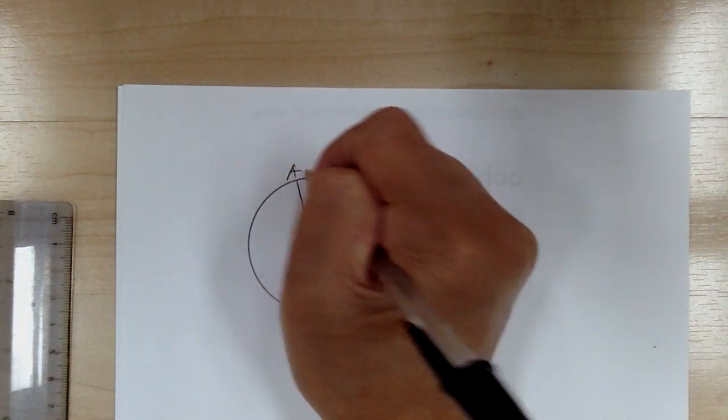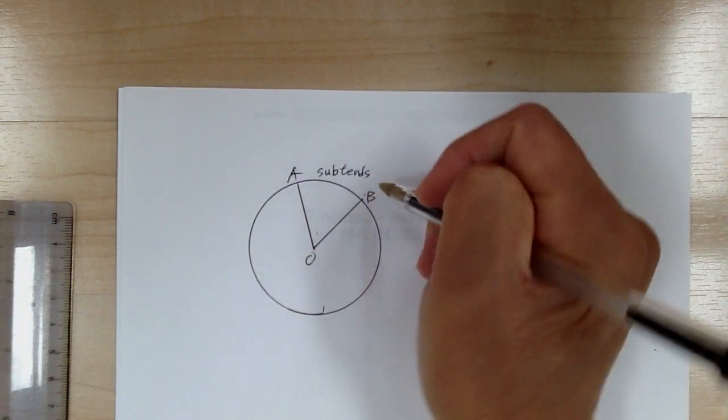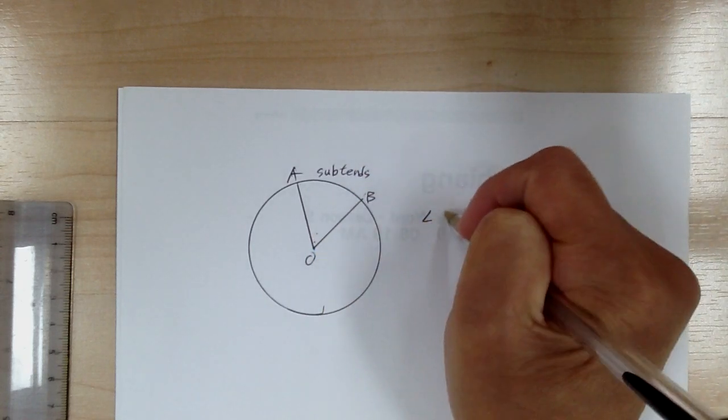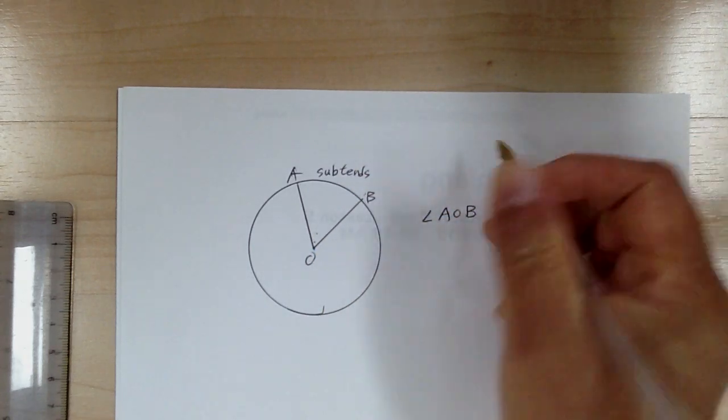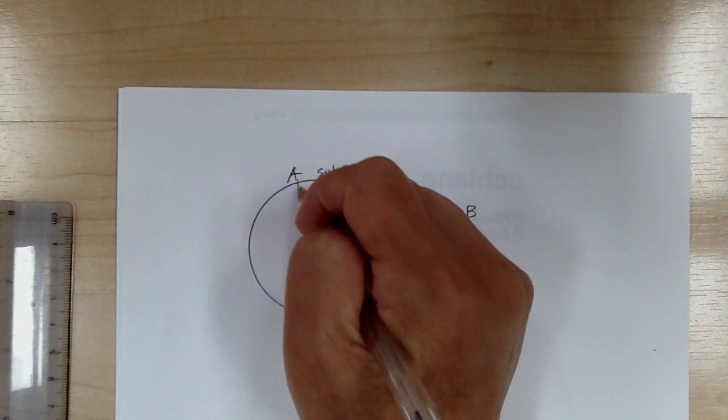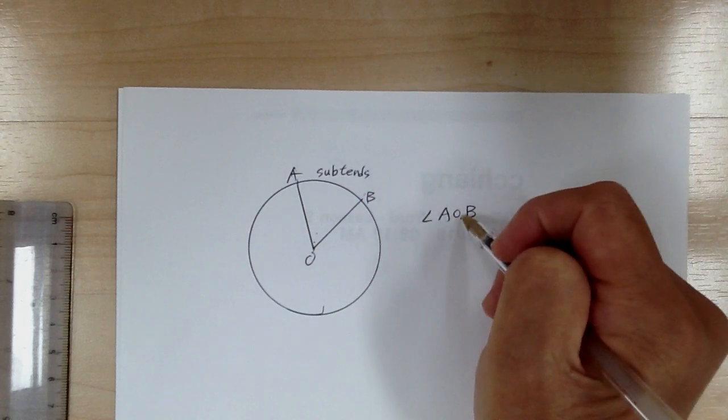This angle over here would be angle AOB. The vertex is always in the middle, so you start from A, go to O, then go to B. That's angle AOB.